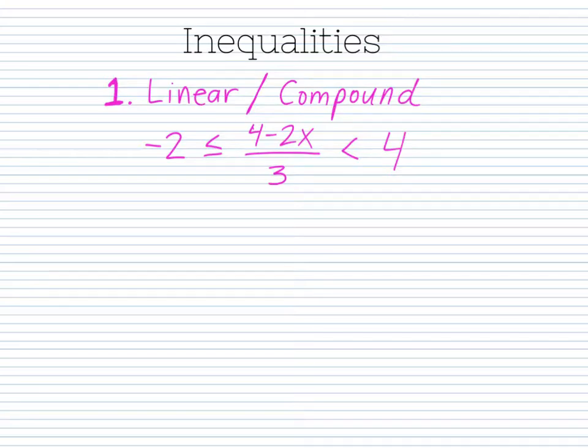A linear, meaning it's just x to the first power. So we're going to solve it by trying to isolate x. And compound, this is two inequalities in one. This expression in the middle has to be in between -2 and 4, including -2 but not 4.